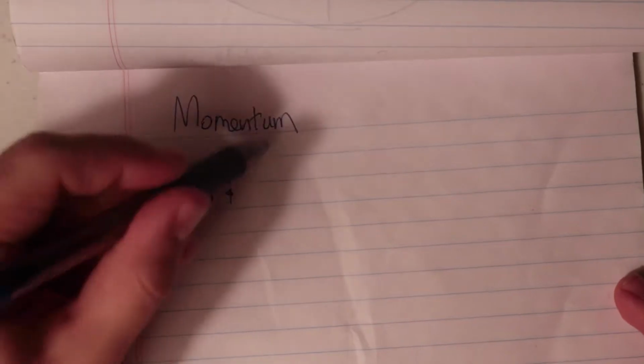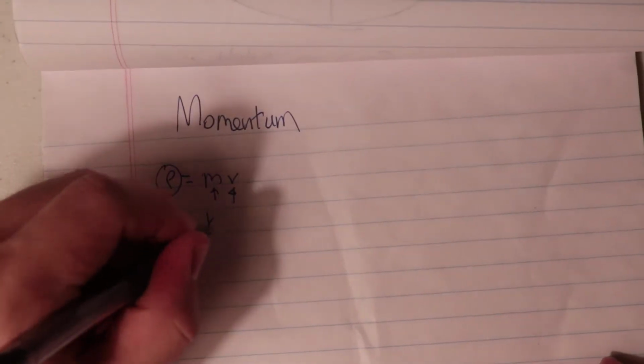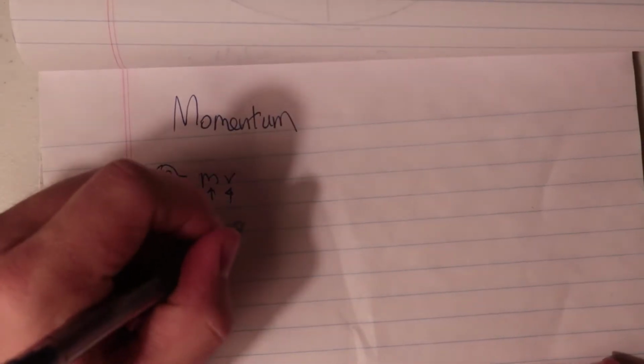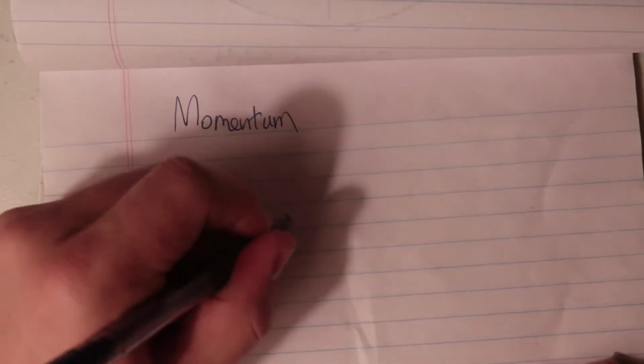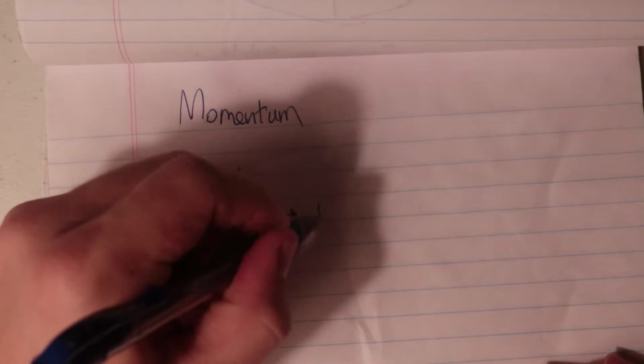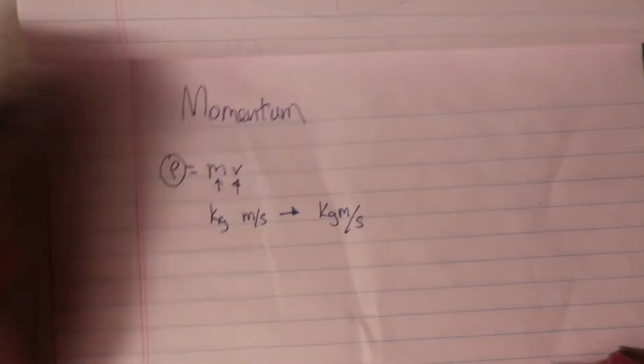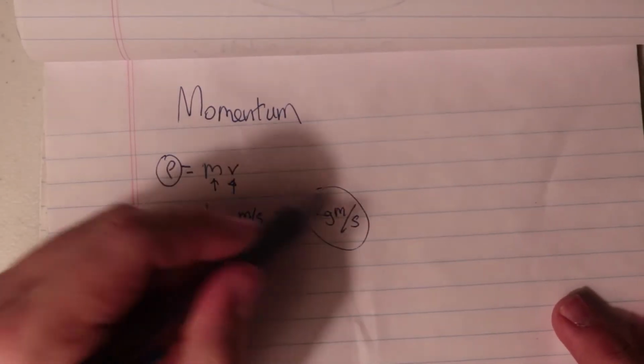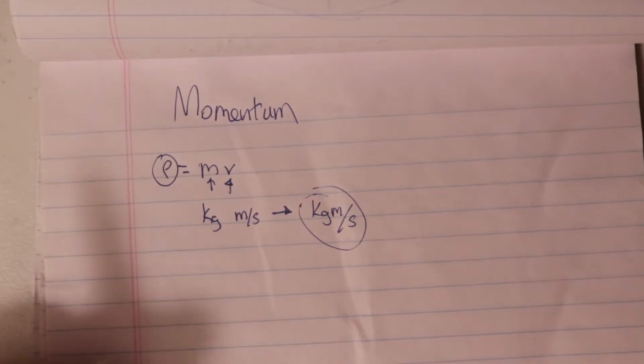So what unit is momentum in? Well, mass is measured in kilograms, and velocity is measured in meters per second. And so the way we come up with a unit system for momentum is kilogram meters per second. That's what all our momentums are going to be measured in, kilogram meters per second.